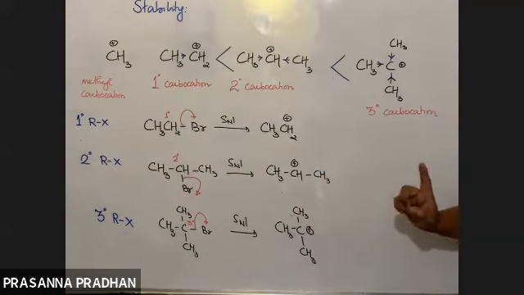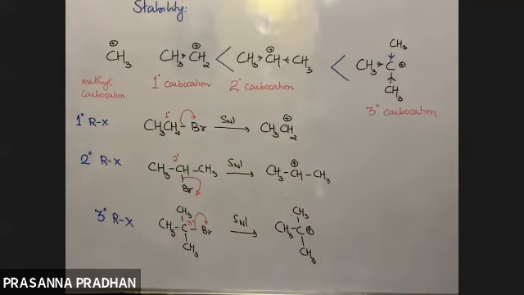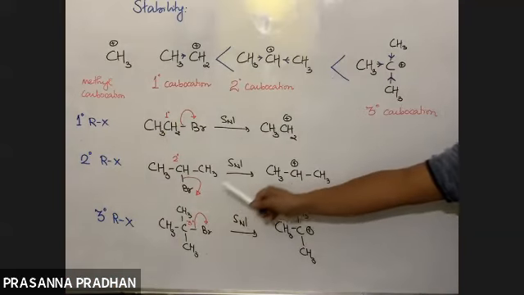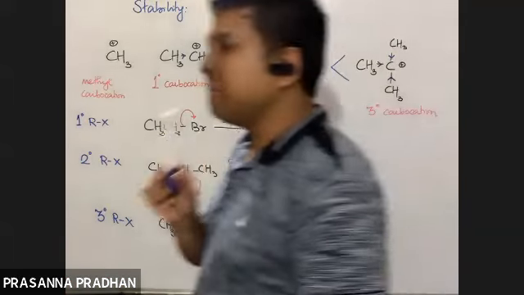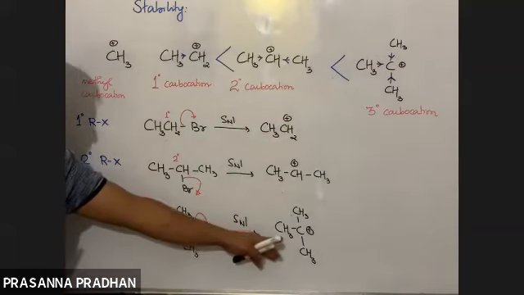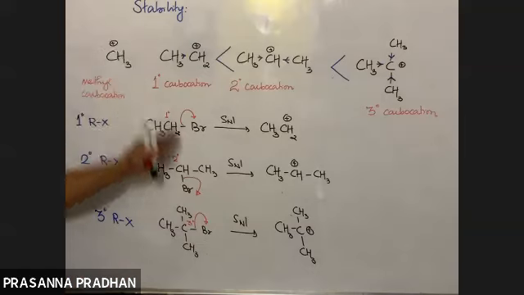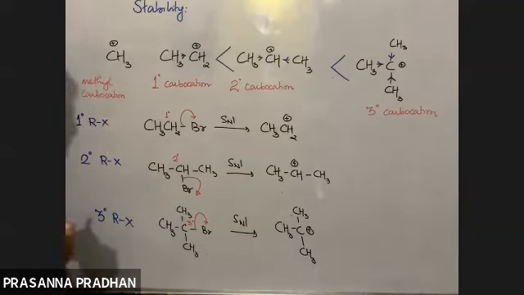Which carbocation is most stable? 3 degree. So what have we said? Those alkyl halides which give a stable carbocation will react readily by SN1 mechanism. So out of the 3 alkyl halides, which gives the most stable carbocation? 3 degree alkyl halides give the most stable carbocation. So out of these 3 alkyl halides, which reacts readily by SN1 mechanism? 3 degree alkyl halides react readily by SN1 mechanism.